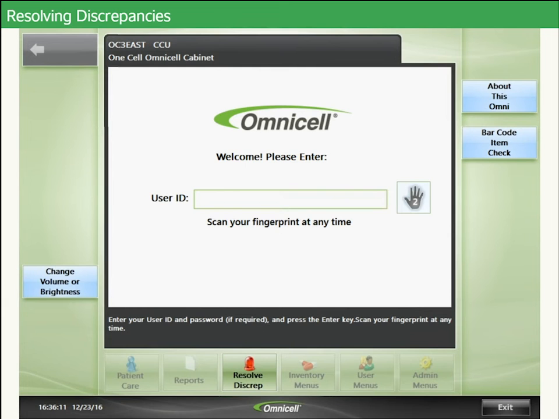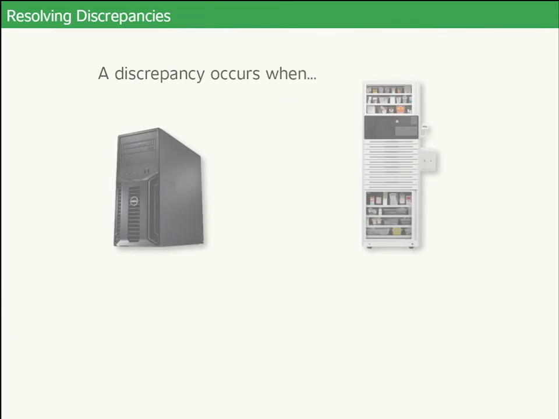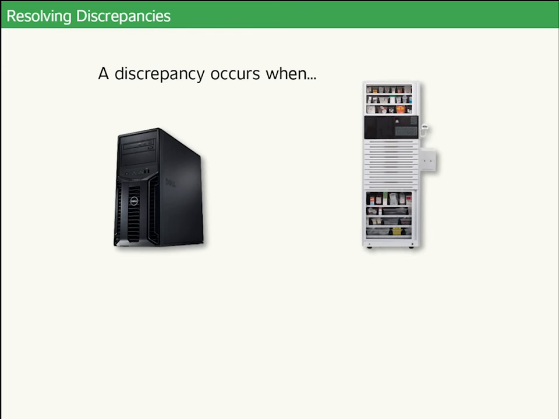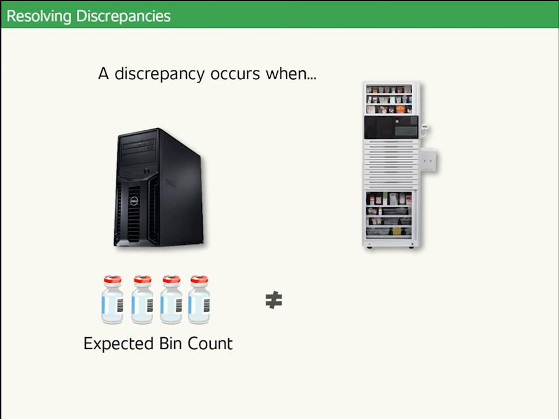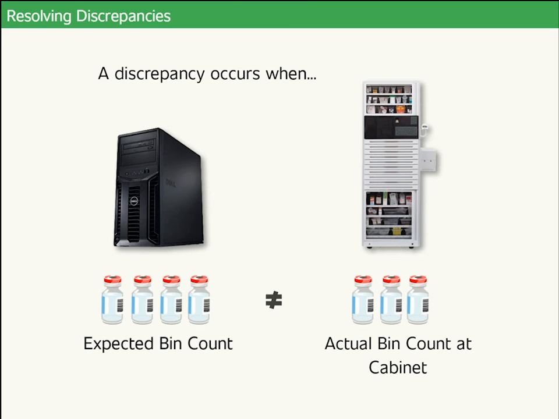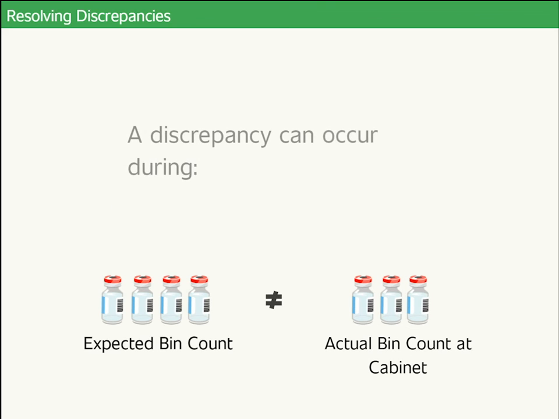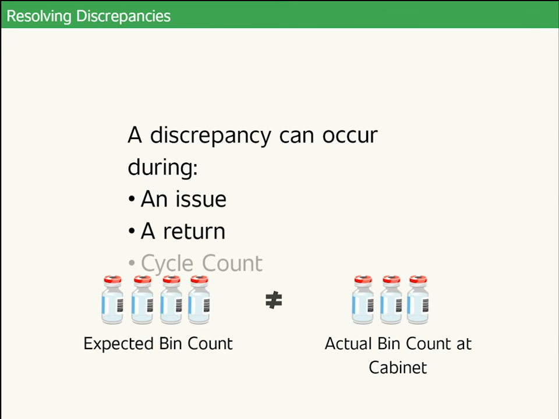It's very important to know what to do when discrepancies are created in the system. The Color Touch system considers a discrepancy to be the difference between the expected amount of an item stocked in the cabinet and the actual amount. When an item is accessed and the quantity in the bin differs from what the system expects it to be, then a discrepancy is created. This could be triggered during issue, return, or a cycle count.